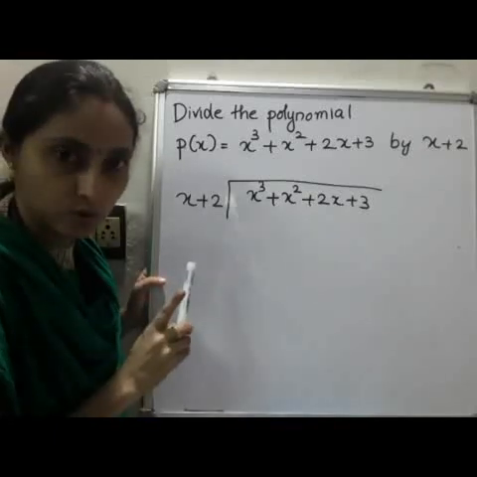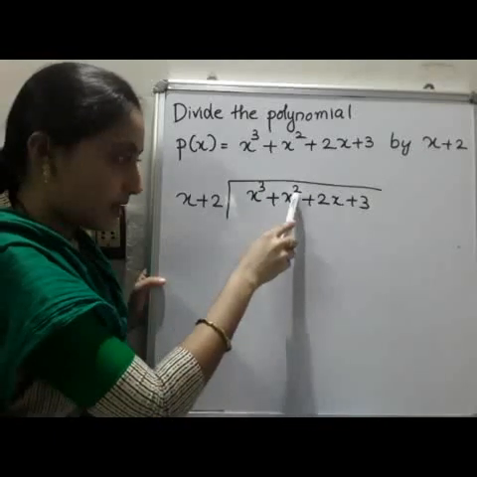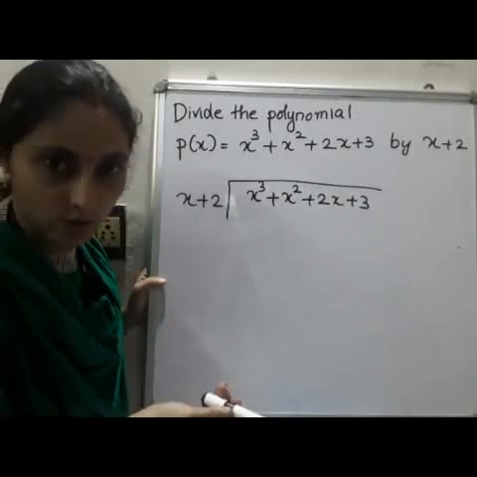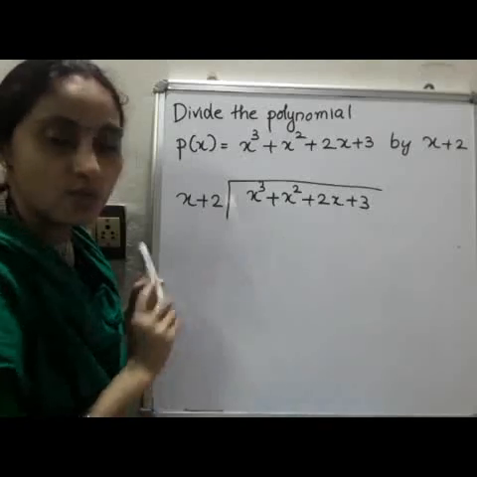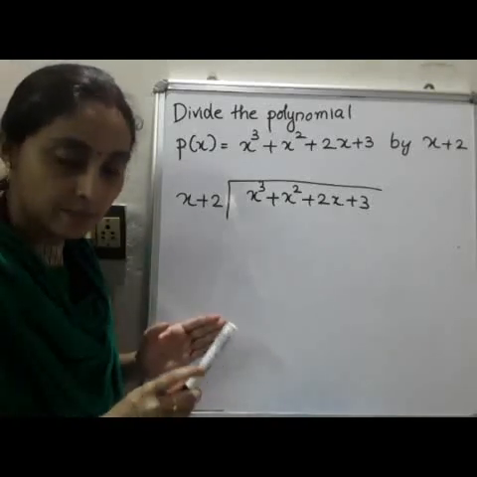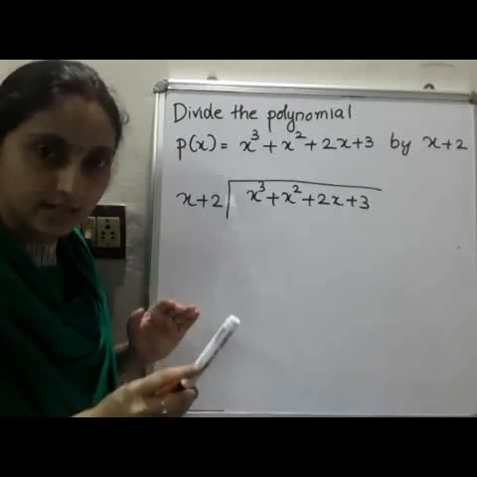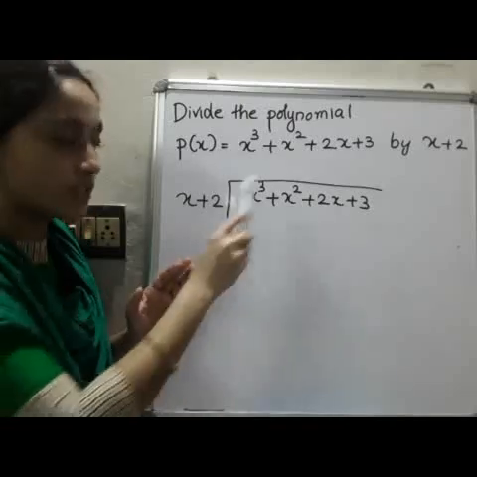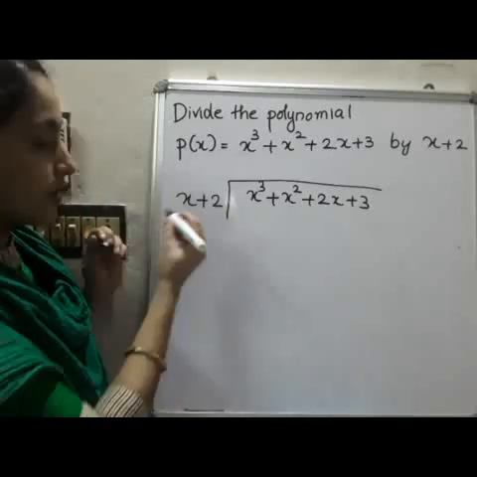First step you have to go to that. Here it is 3, here the degree is 2, here the degree is 1, here 0. So likewise you have to go. If any term is missing, you have to put 0x. If the x term is missing, you put 0x. If the x square term is missing, you put 0x square. Likewise you have to put. Clear? Then you have to divide.